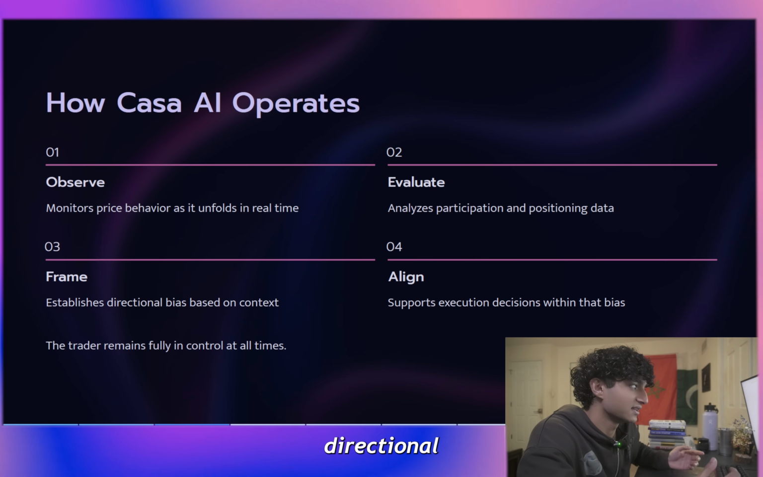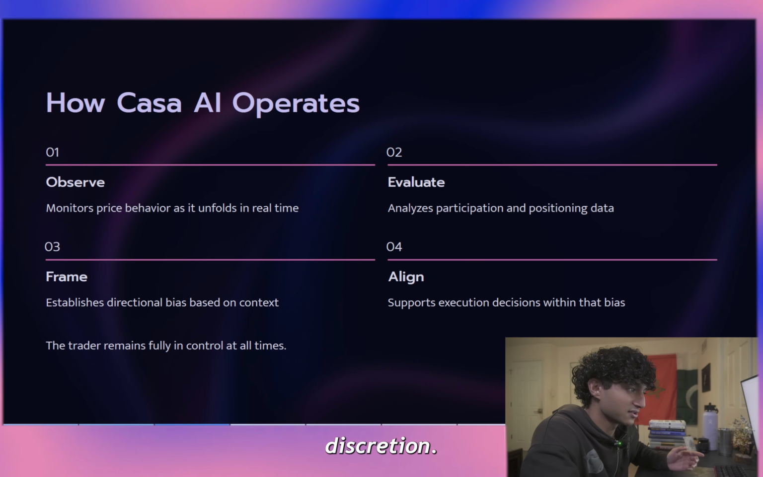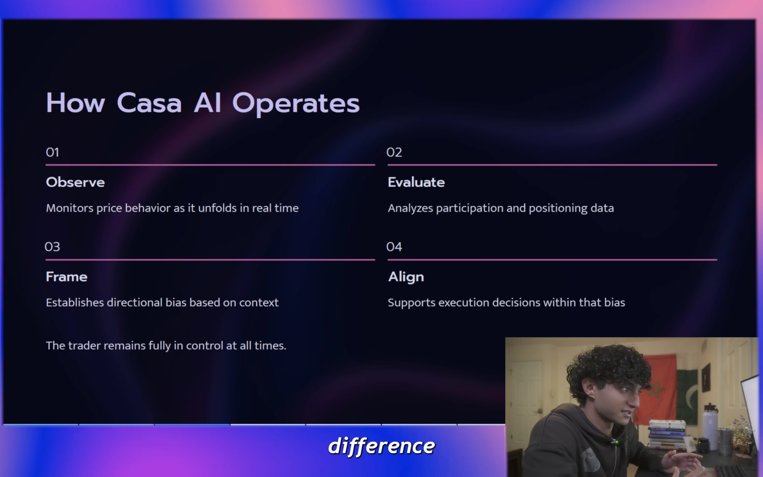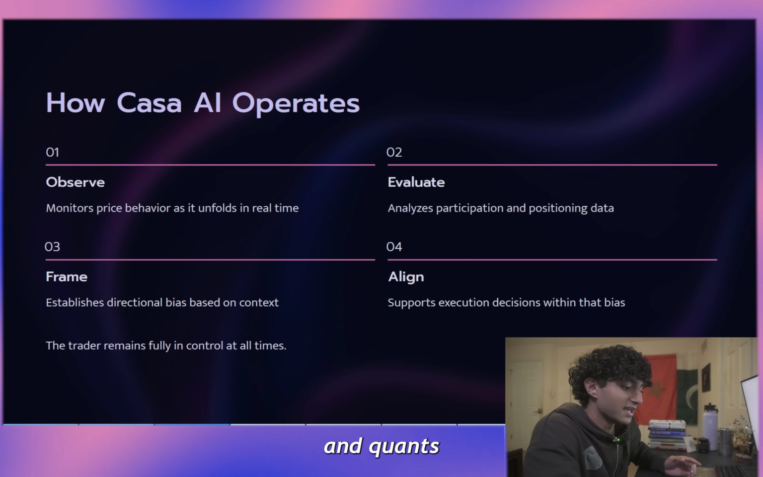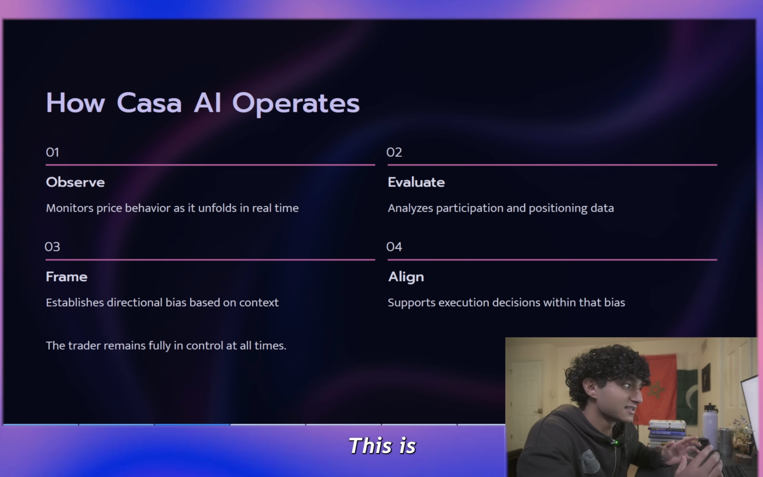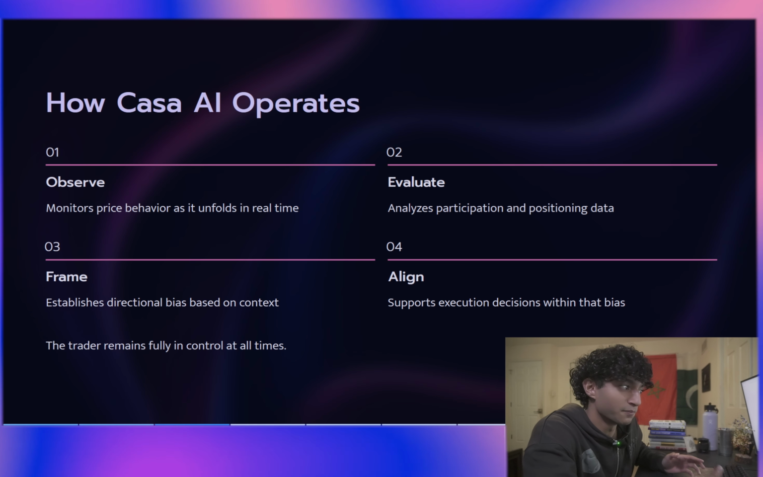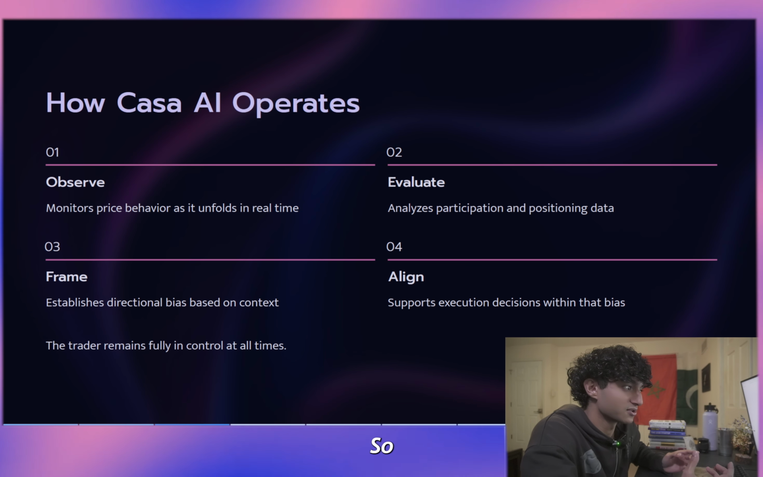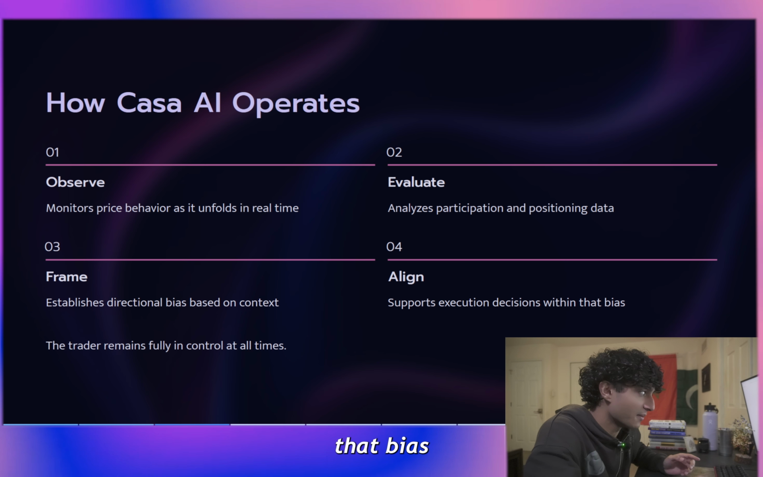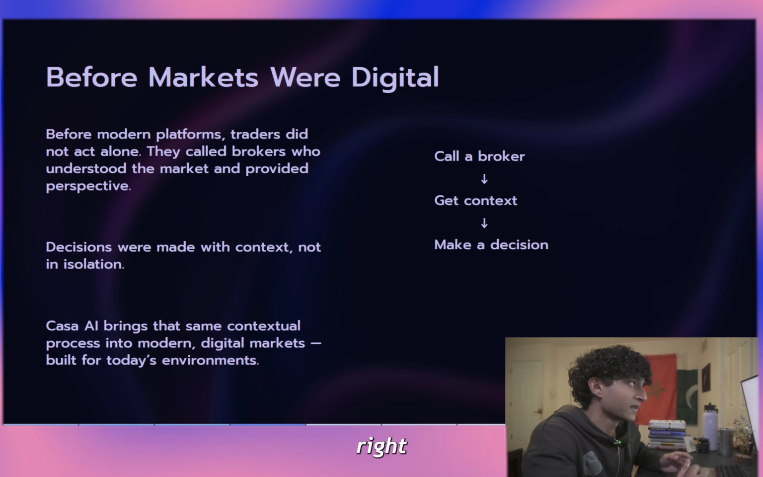Frame: it establishes directional bias based on context, right? So it uses discretion. This is the only difference between algos and quants, which are so mechanical. It's like if-then type of thinking. This is more of an actual discretionary based approach, right? And then alignment: it supports execution decisions within that bias. The trader remains fully in control at all times, right?